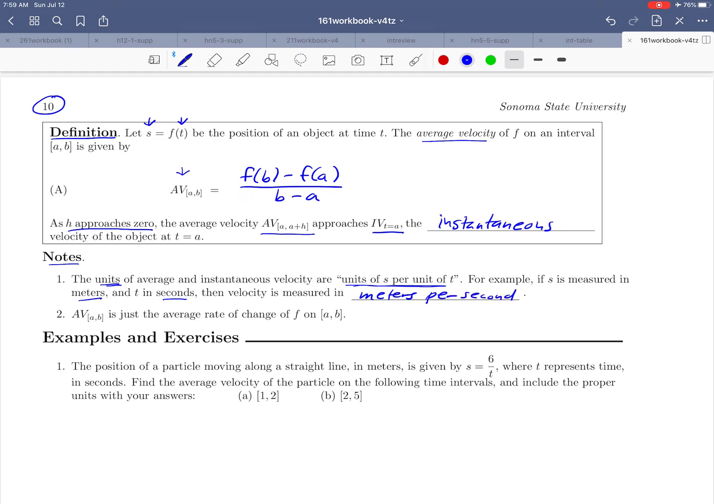The second comment here, AV of a b, we made that comment above, just reminding you that when you look at this formula, f of b minus f of a over b minus a, that's just an average rate of change. We're measuring the average rate of change of position relative to time.